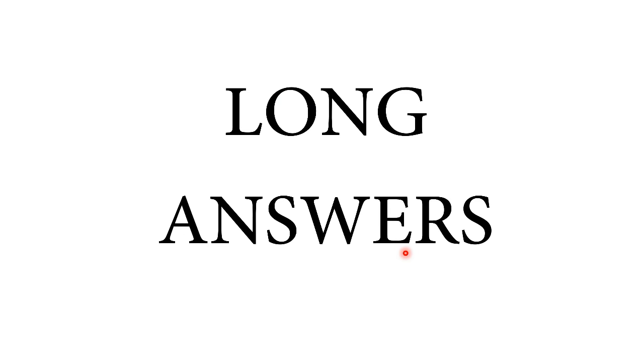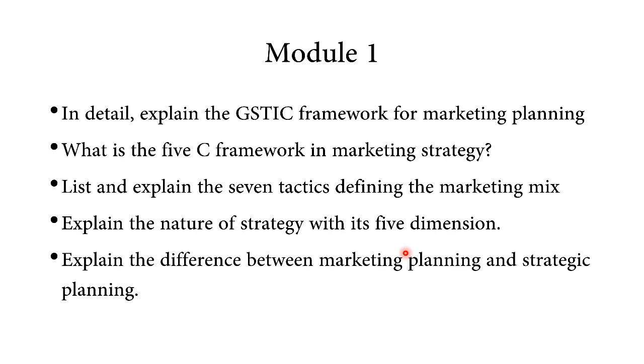So first, the long answers. Under module 1, here are the first set of questions. In detail, explain the GSTIC framework for marketing planning. Second, what is the 5C framework in marketing strategy? Next, list and explain the 7 tactics defining the marketing mix. Explain the nature of strategy with its 5 dimensions. And explain the difference between marketing planning and strategic planning. These are the first set of questions. I can go through it once.